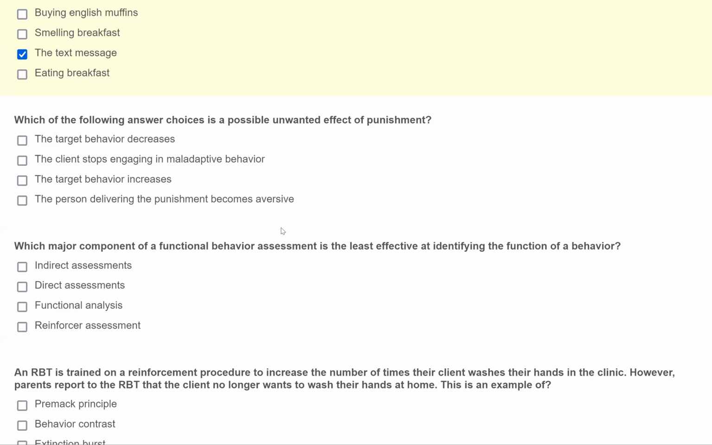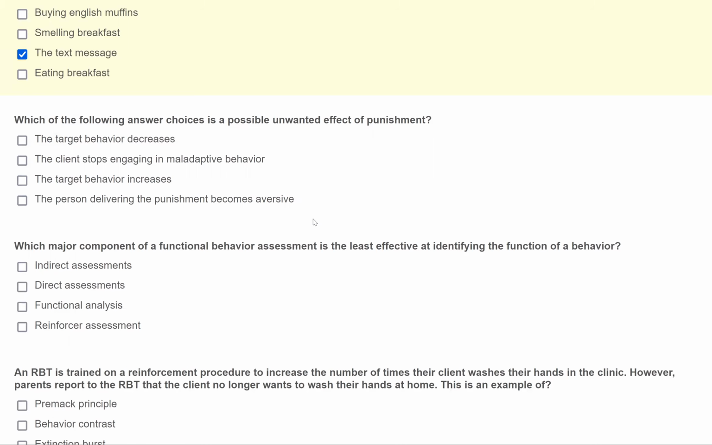Think about abuse. The person delivering the abuse eventually becomes very aversive to the person receiving the punishment. So that is absolutely a potentially unwanted effect of punishment. Whoever is delivering the punishment becomes aversive. So we have to be very careful with punishment.